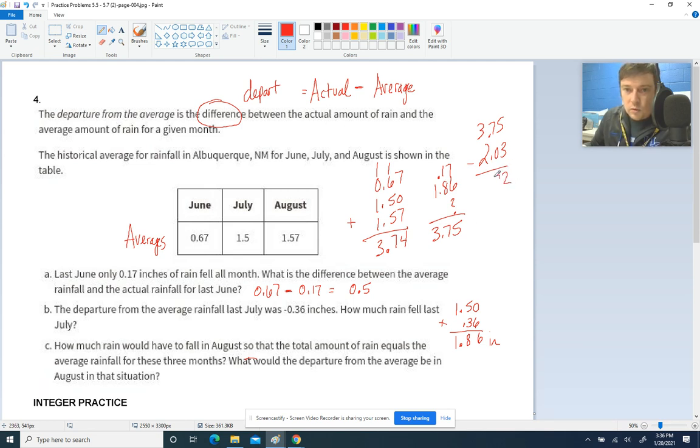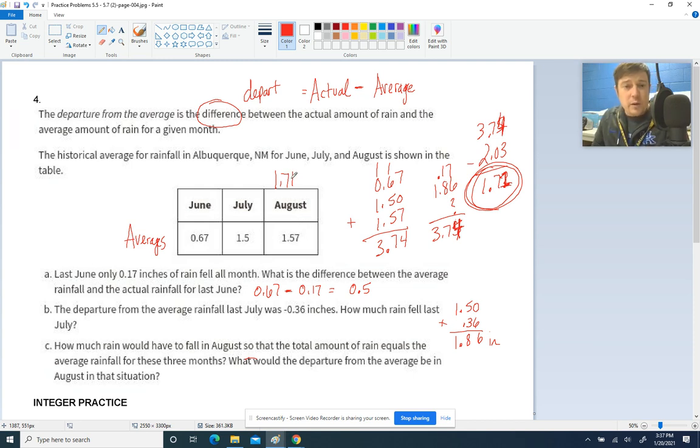So 1.71. All right. So I need it to rain this much, right? Oh, did I write 5 there? That's supposed to be a 4, isn't it? So that would be, sorry, this would be 1 and this would be a 4. Sorry about that. So that makes this, we need 1.71 inches in August.